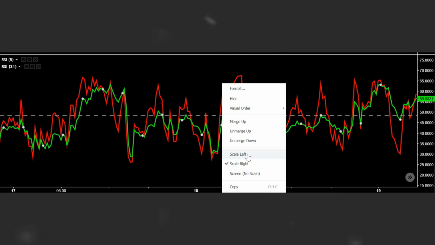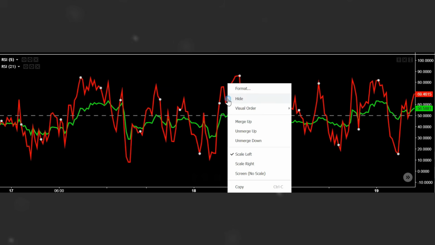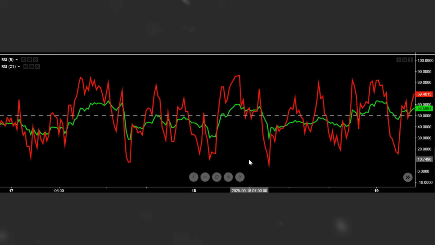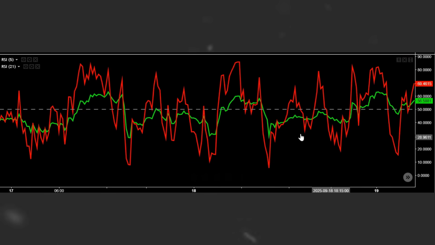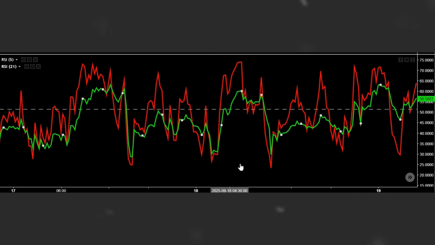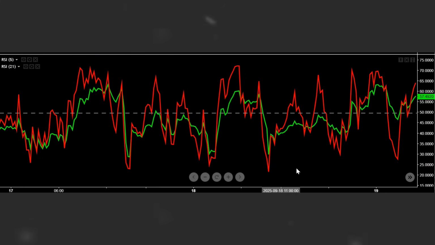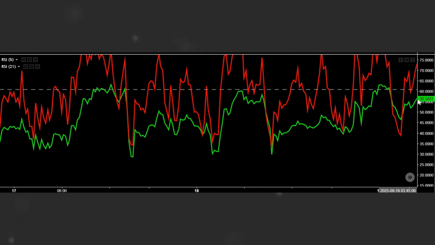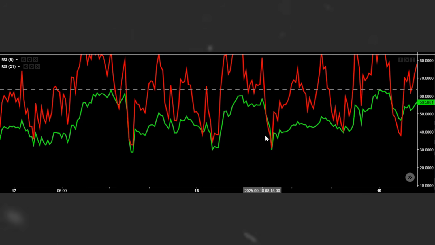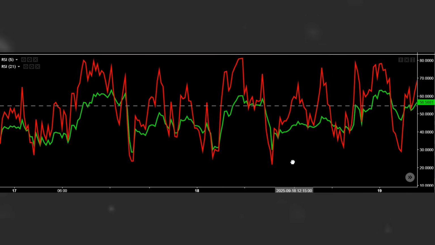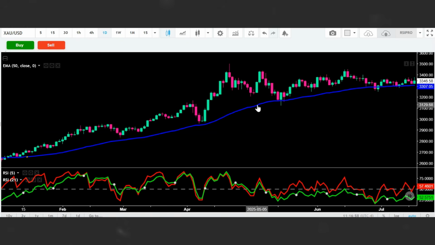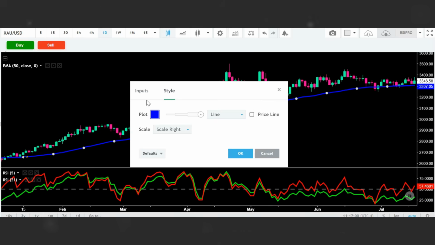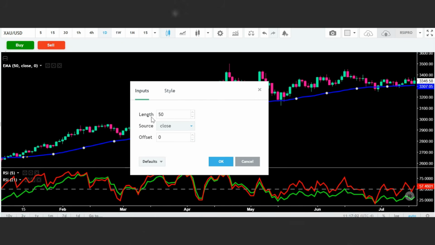Also, set the scale of both the green and red RSI to the left. This makes sure they use the same scale, so the 50 level lines up perfectly for both. If you don't do this, each RSI will have its own scale. That means the 50 level won't line up correctly, and the crosses between the red and green RSI can look wrong or give you false signals. Finally, add an exponential moving average with a period of 50 to act as our trend filter.